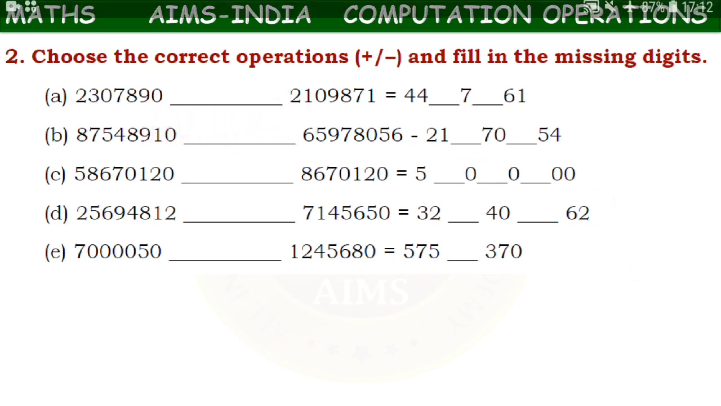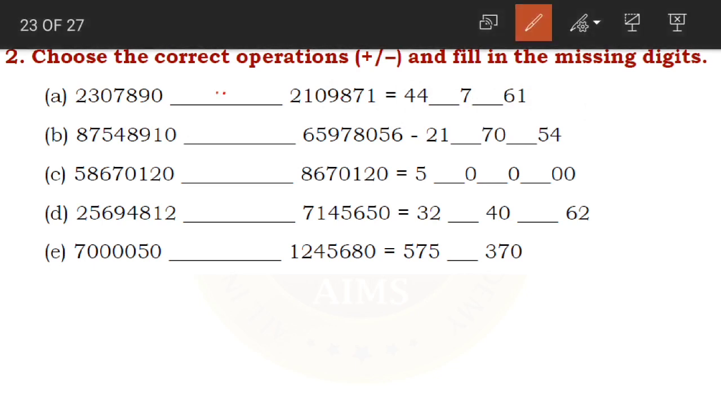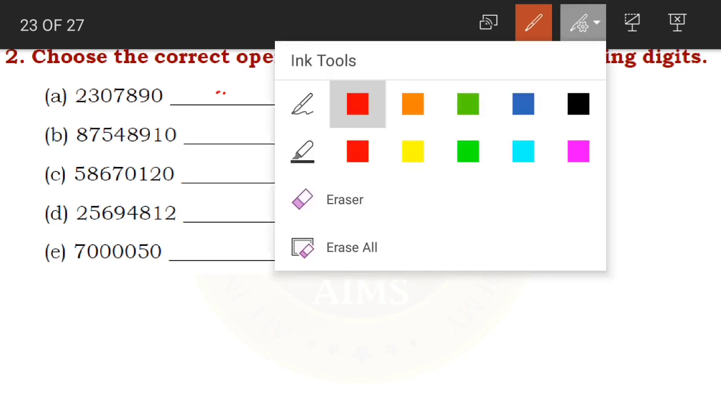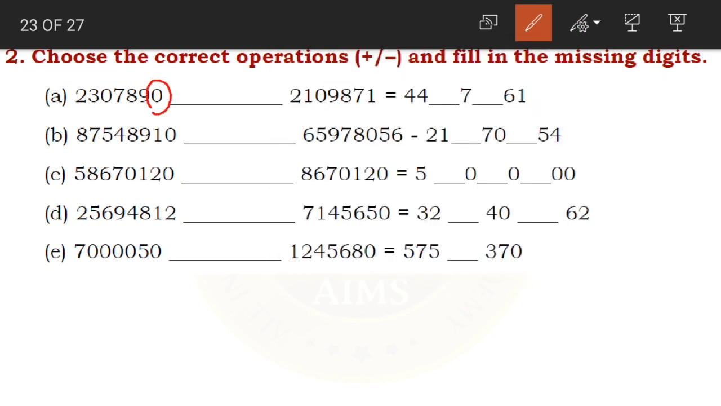Now look at this activity here, children. Choose the correct operations, that is either plus or minus, and fill in the missing digits. Here we need to find out whether to add these two numbers or to subtract. Take the digits in the ones place, 0 and 1. What are we having in the answer? 1. Is 0 minus 1 equal to 1? No. Is 0 plus 1 equal to 1? Yes. So here we should add both numbers.